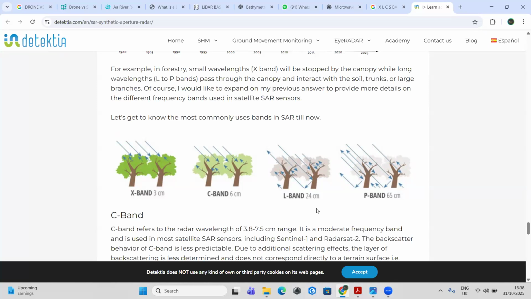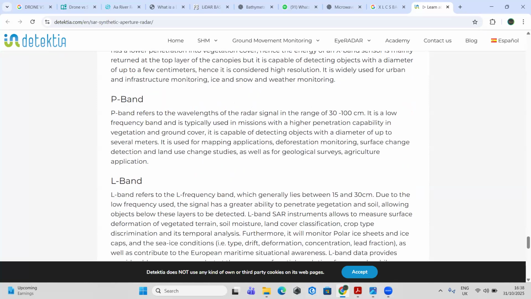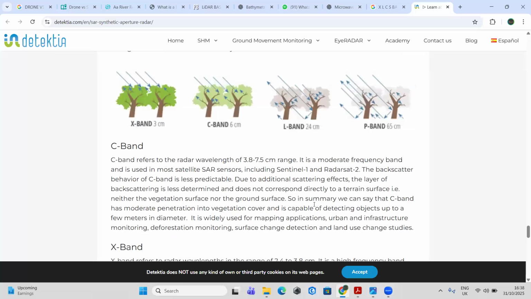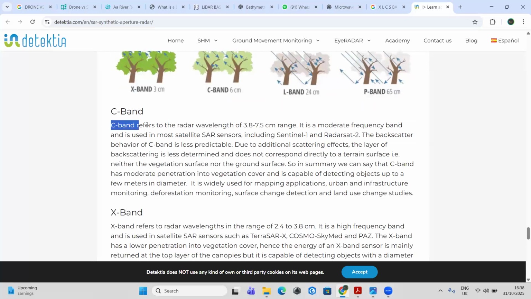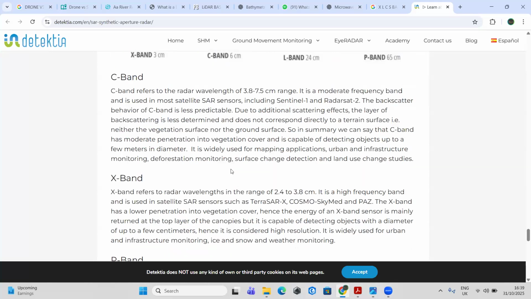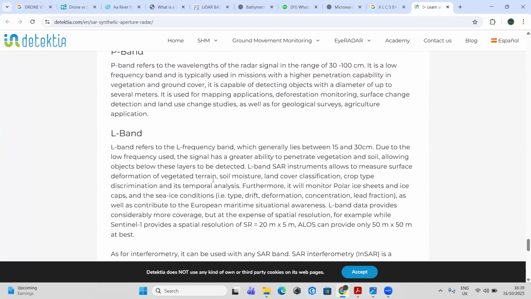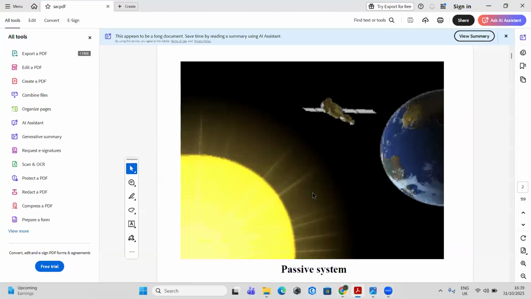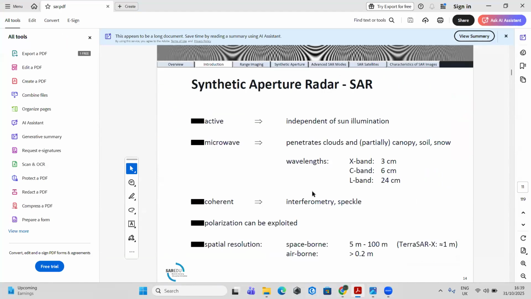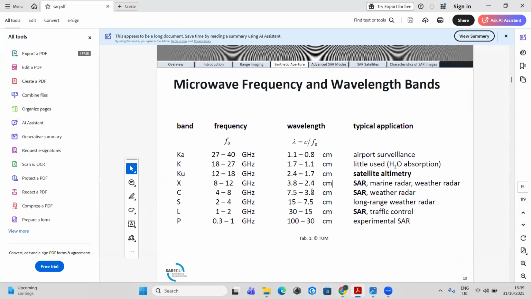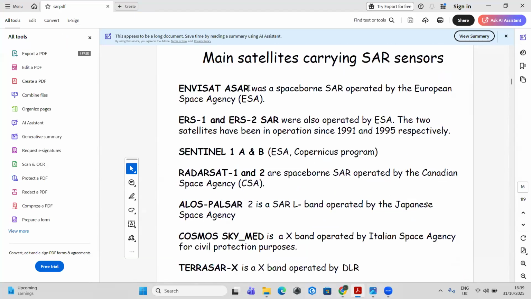Other than that, there is also an explained classification of bands. Now we know that every band has its own wavelength. X band, as I know, is very commonly available. In satellites like TerraSAR, Cosmo-SkyMed, PAZ, this is used highly. There are some satellites that are famous ones.